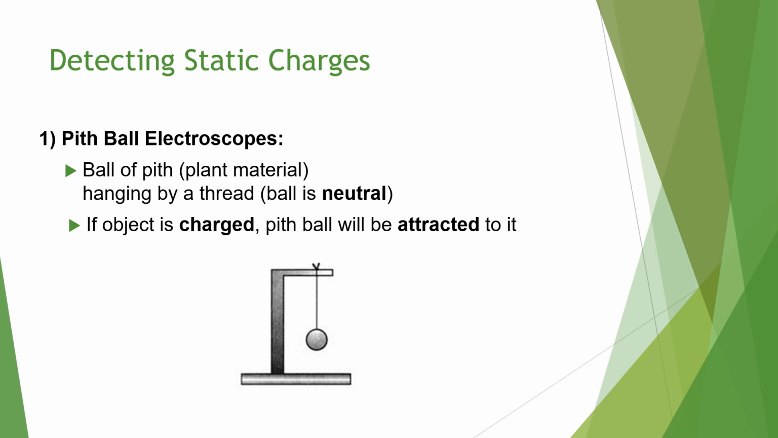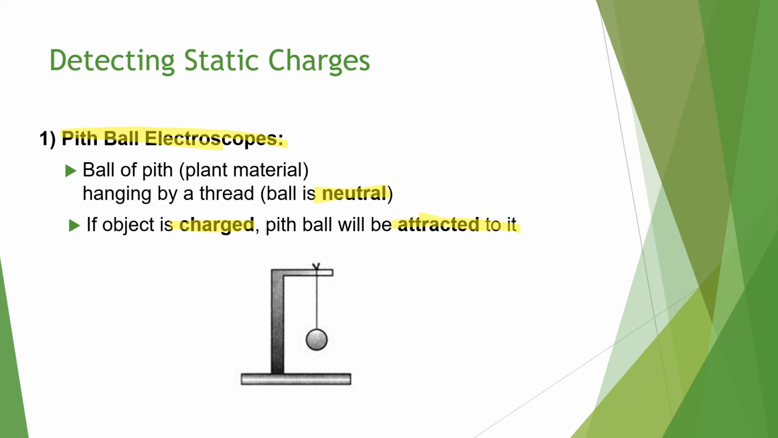So there are some different ways to detect static charges. Number one is a pith ball electroscope. These are made up of a ball of pith, so this is usually plant material hanging by a thread. The ball is neutral. If the object is charged, the pith ball will attract to it. So using a pith ball electroscope helps to determine whether an object is charged or not.